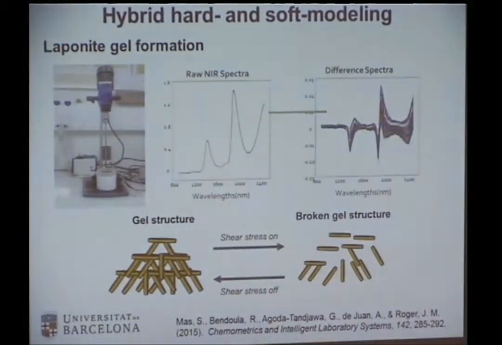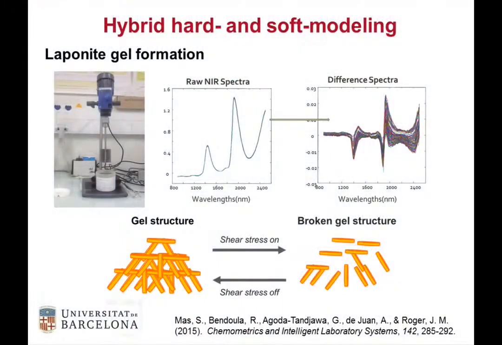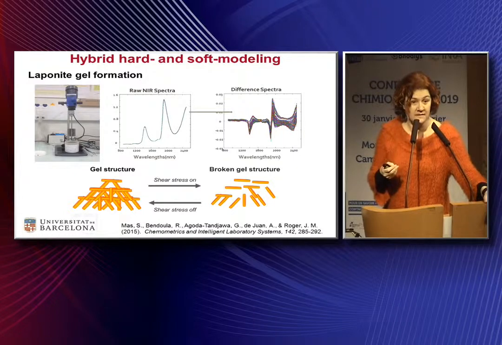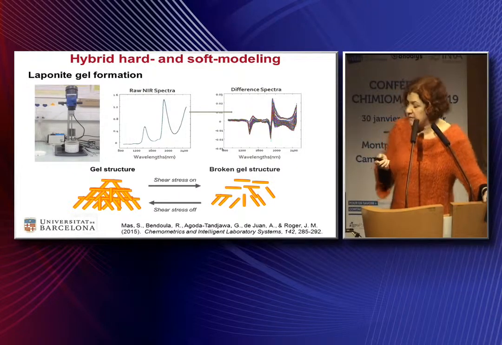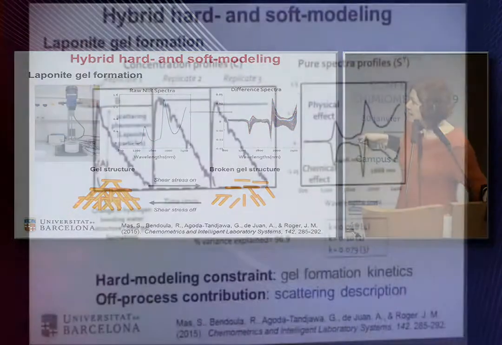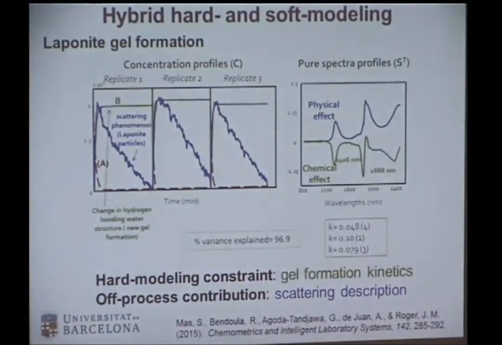And the idea is that in this process, there were two kinds of things happening. On the one hand, there was the gel formation, and we wanted to know about the kinetics of this model. But obviously, on the other hand, when you form a gel, there are many changes in scattering. Okay? And this also affects the signal that you are collecting. The final solution was this hybrid modeling. And what we were doing was using a hard modeling constraint just to model this gel formation and get the related rate constants, and leaving the contribution that was related to the scattering out of the model. I mean, that was okay. We were saying it's non-negative, but that was it. And in this way, we could model the interesting kinetic behavior in the presence of some other signal contributions.